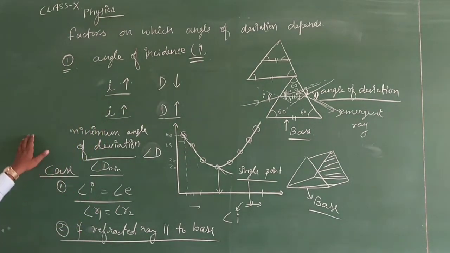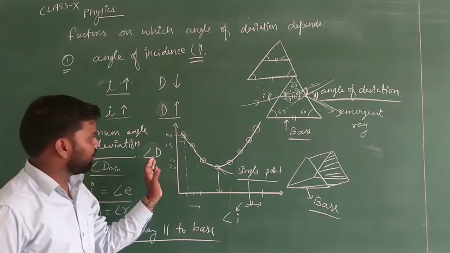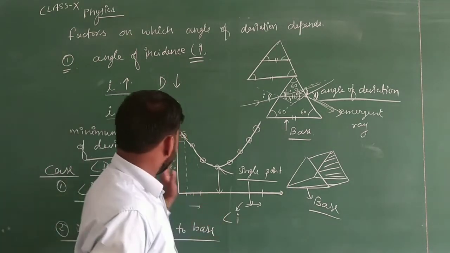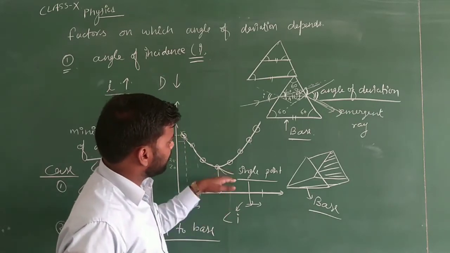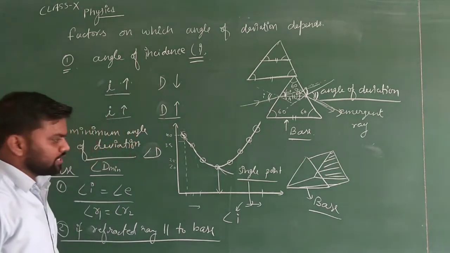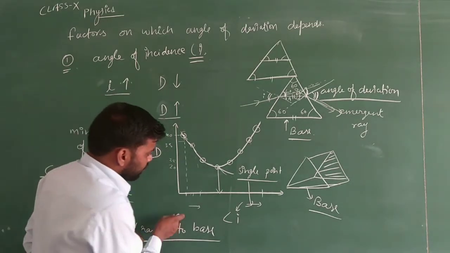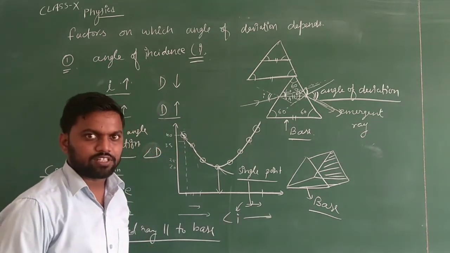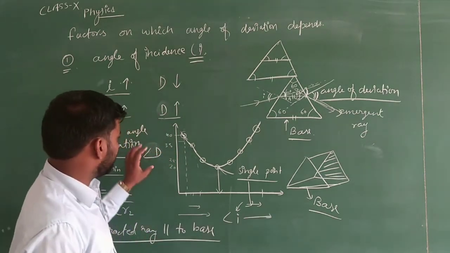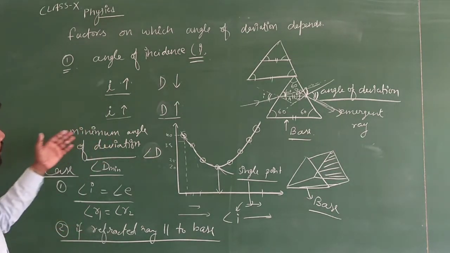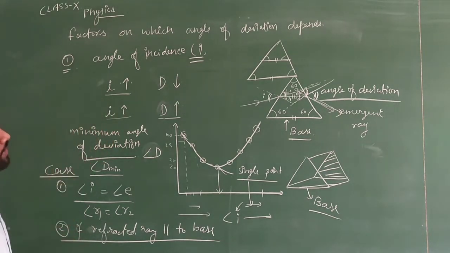That is, in the starting the value of angle of deviation will start falling, then after that the angle of deviation value will start increasing as we increase the value of angle of incidence. Students, remember that in the whole process we are increasing the value of angle of incidence, but the variation is coming in the angle of deviation. So it is the first case in which the angle of deviation depends on the angle of incidence.